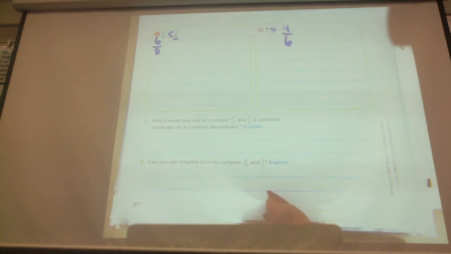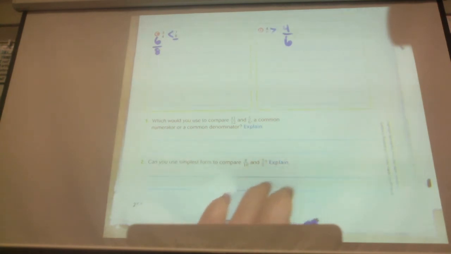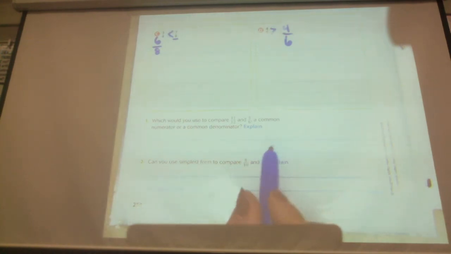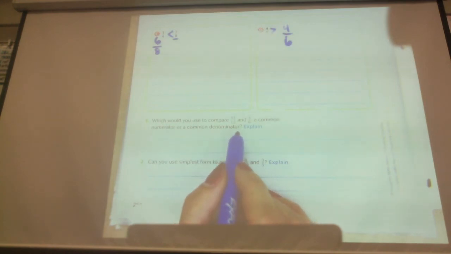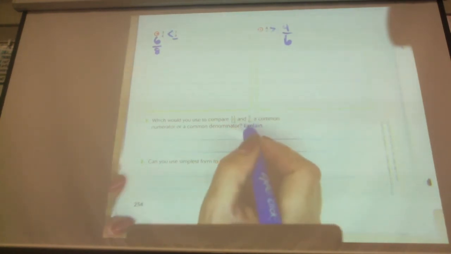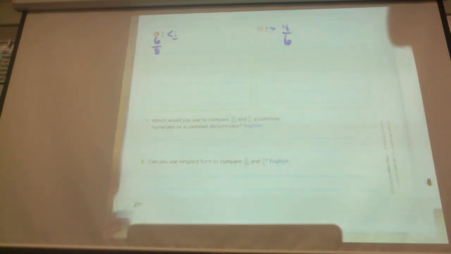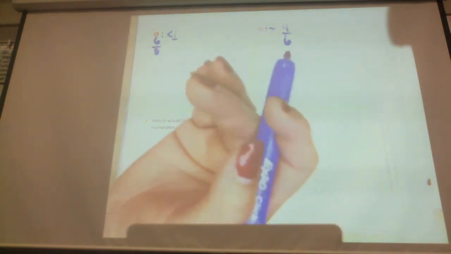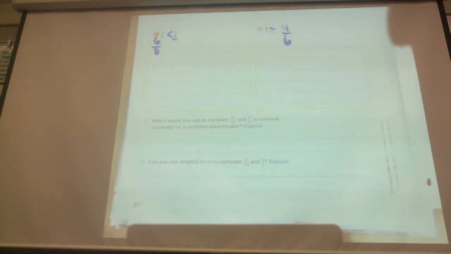Yes. Okay, which one did you guys choose? Denominator. The denominator is more friendly, and that's it. The explanation says to explain. And I personally, if I was writing it, I would say that I would choose common denominators because the denominators are more friendly to work with because I can multiply 6 times 2 and get 12. If I do common numerators, I got to go to 55. That would be my common numerator.